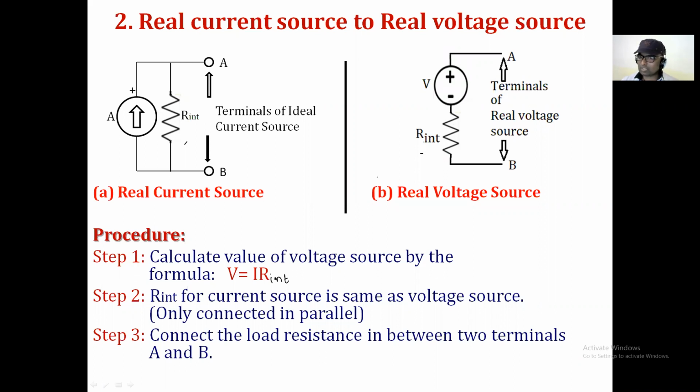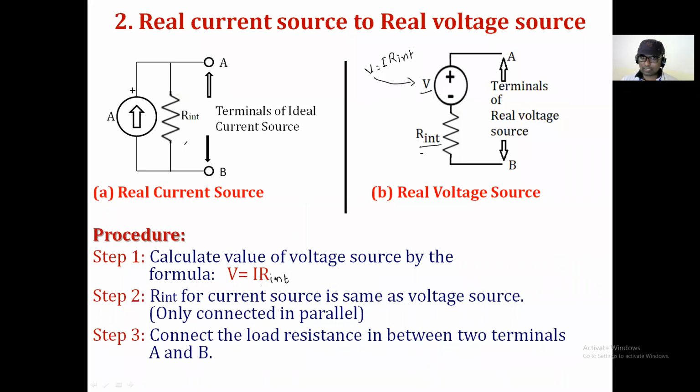Again, the procedure remains the same. How to find out the internal resistance and how to find out the value of voltage. Step number one, calculate the value of voltage source by the formula. Again, Ohm's law. V is equal to current source value, that is nothing but I into its internal resistance, R internal. Ohm's law. So we will get the value of voltage source.